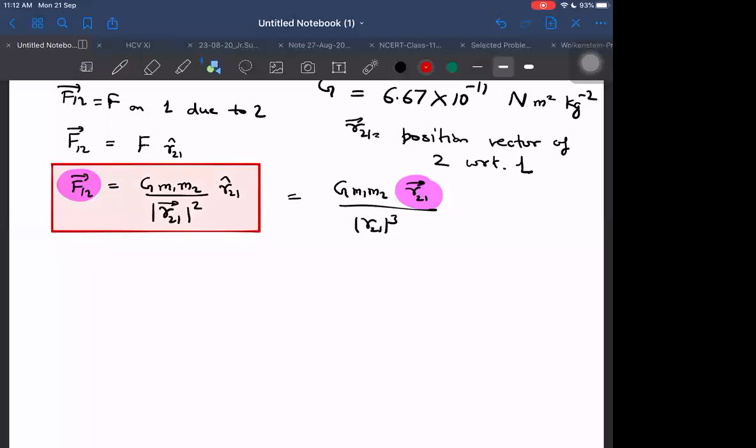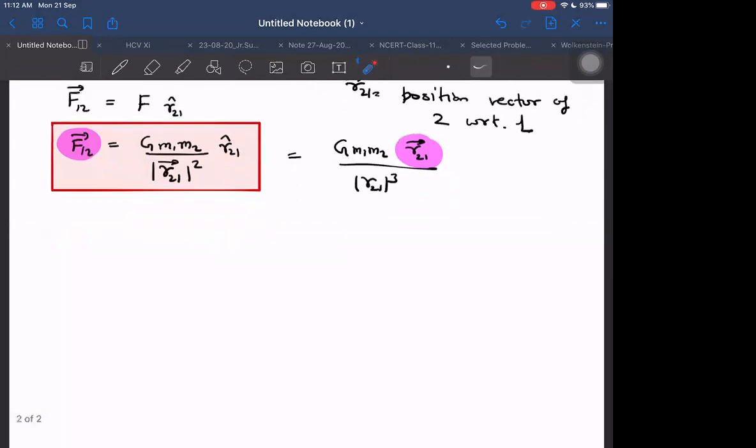The reason is that otherwise it sometimes gives the wrong impression as if it is inversely proportional to R cube, but we know it is inversely proportional to just R square. So I will prefer to write it in this way. This just means magnitude is separate and direction is separate. Okay, this is how we will represent it.